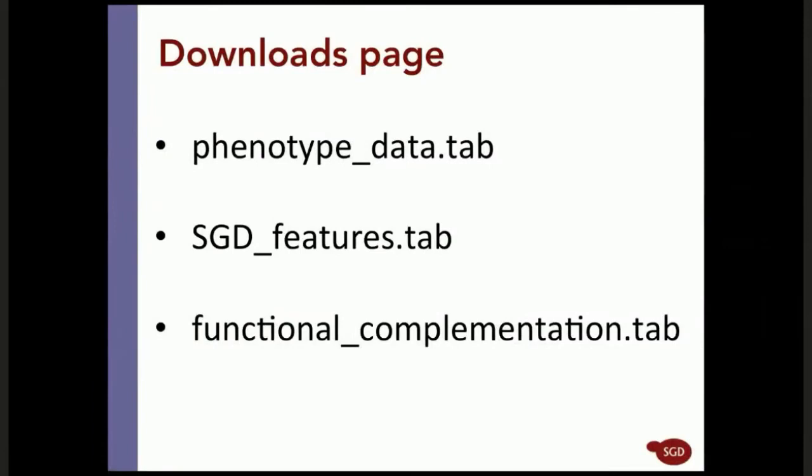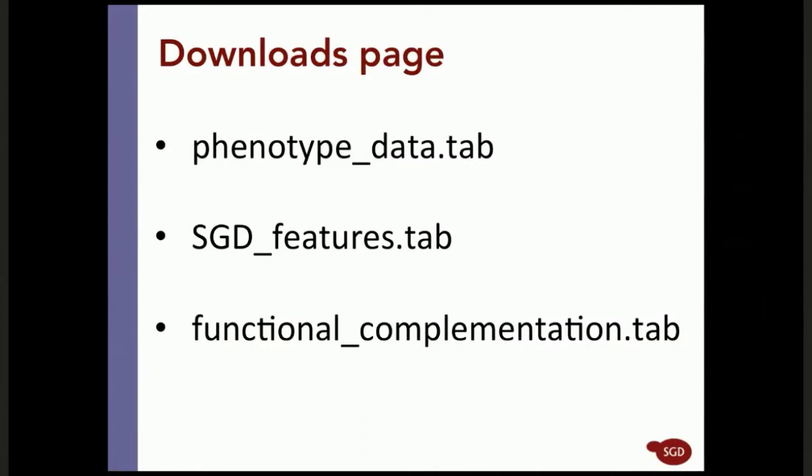So to recap, our Downloads page is another place you can go to find homology and disease information. Just look through the Phenotype Data tab file for disease-related mutant alleles and phenotypes, the SGD Features tab file for gene descriptions, and the Functional Complementation tab file for functional complementation relationships between human and yeast genes.